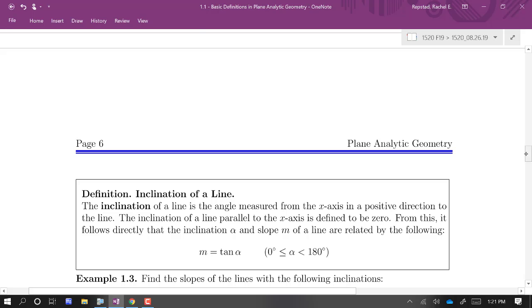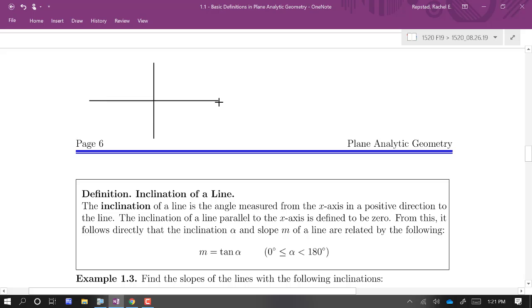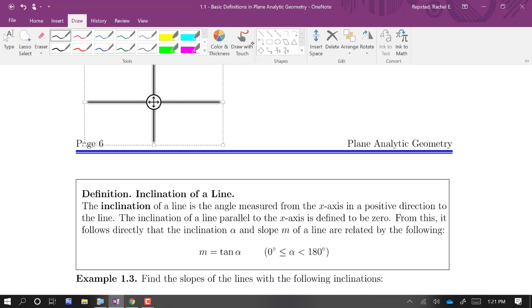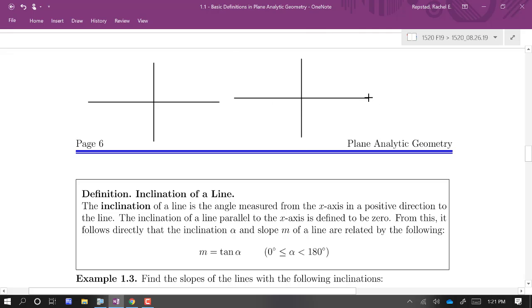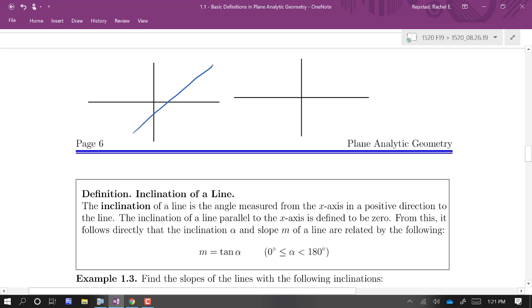So imagine, I'm going to draw a couple of pictures up here. Here's a line with a positive slope, and here's a line with a negative slope. But regardless of which line I'm looking at, for the inclination I see where it crosses the x-axis. I start on the right side of where it crosses, and I draw the angle up until I get to that line. So there's the inclination. We'll call that alpha. And here is this inclination.